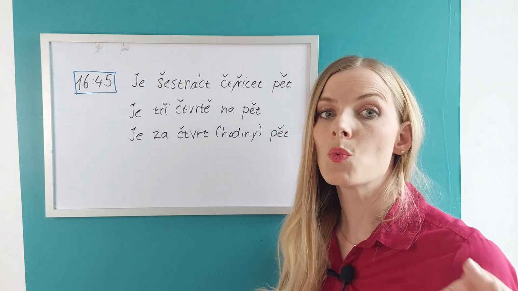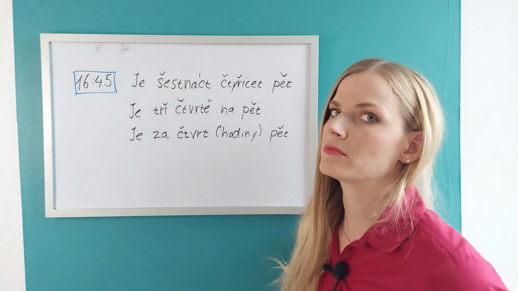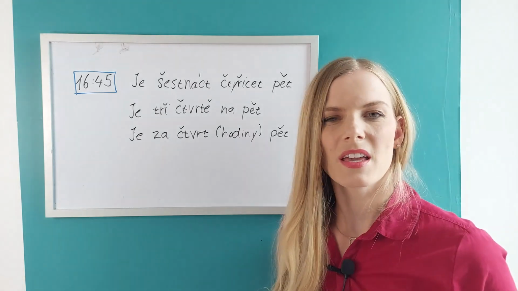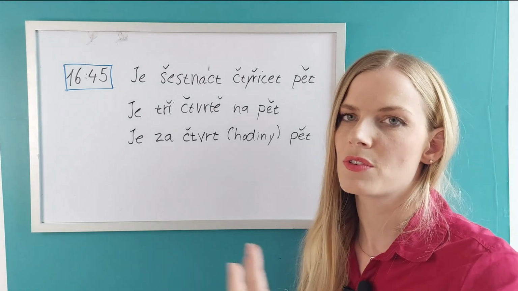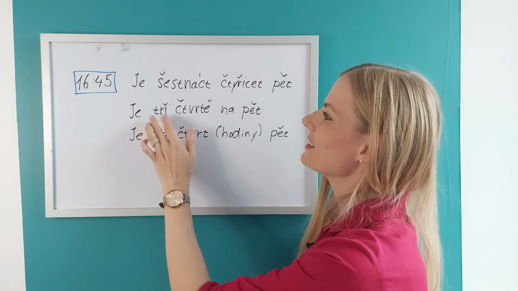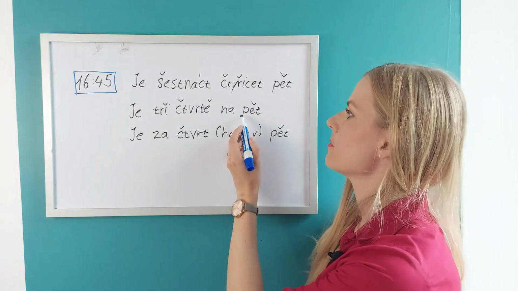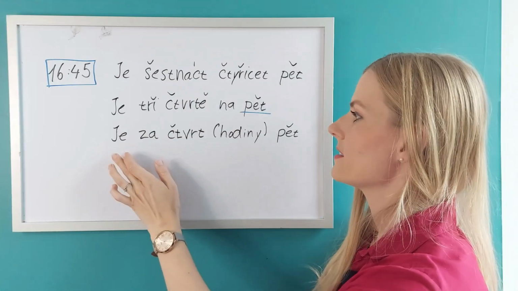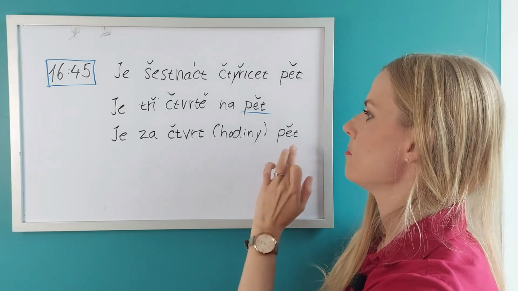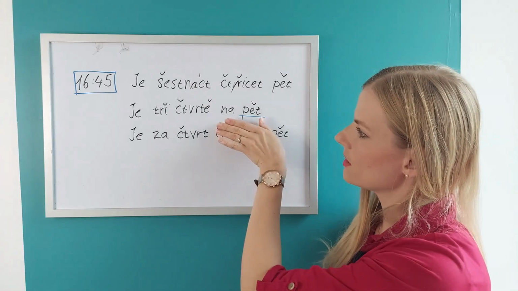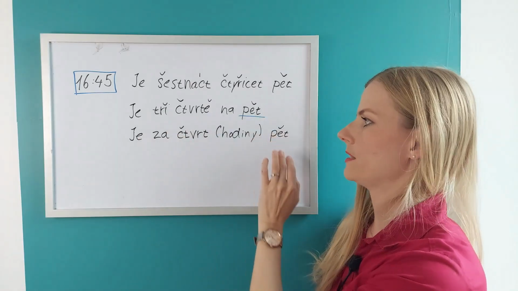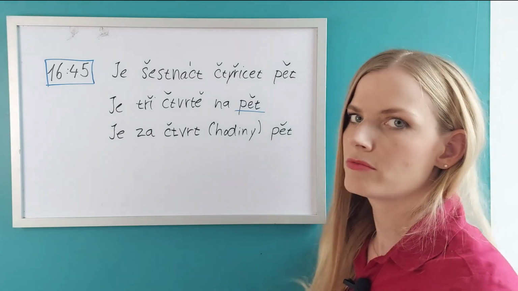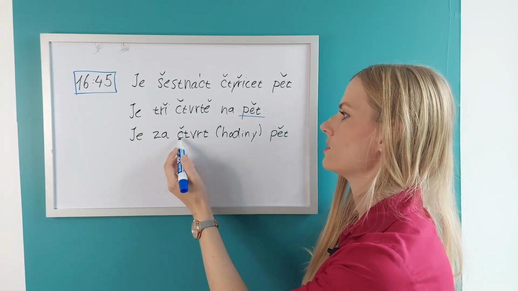3/4 for 5. That's literally, but it corresponds to the English 4:45. Something like 3/4 are added for the 5 o'clock. Je 3/4 na 5. This is the accusative case. Or we could also say je za čtvrt hodiny 5. Or leave out hodiny and just say je za čtvrt 5. Which means in quarter of an hour it's 5. Makes more sense, right? Za čtvrt.